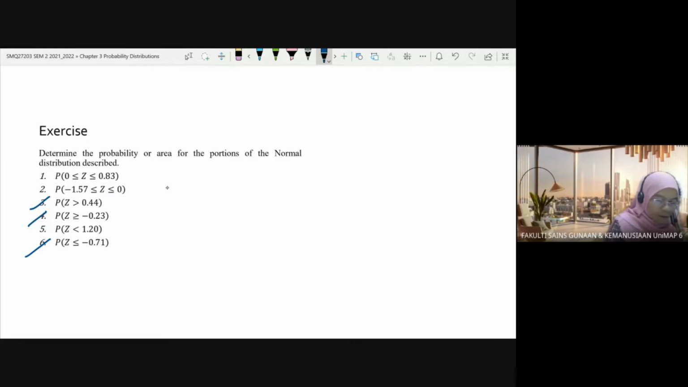Okay, we try question number 3. Question number 3 says that I like to draw the distribution so that I can imagine where is the region that we are looking for so that it will be easier. So those who have already understood, later on you don't have to waste your time in drawing the distribution. But if it is easier for you, then do it.